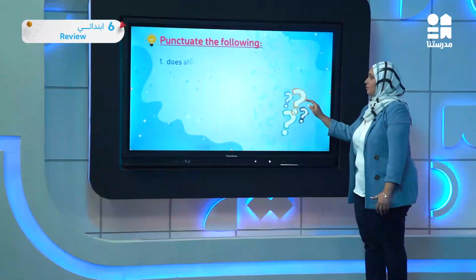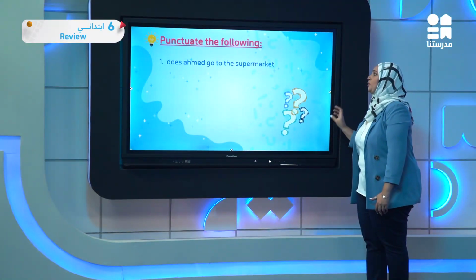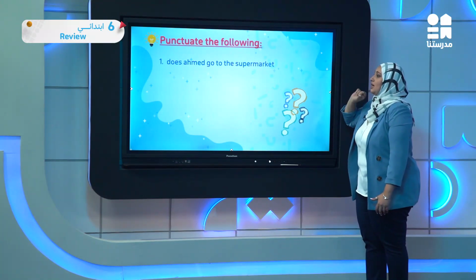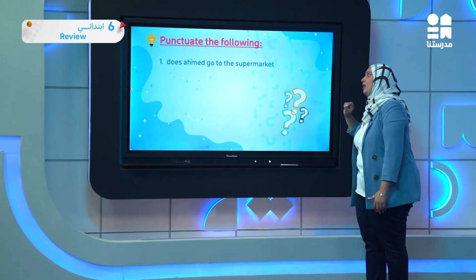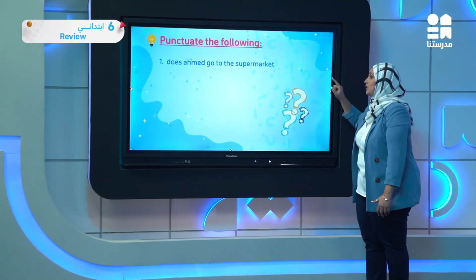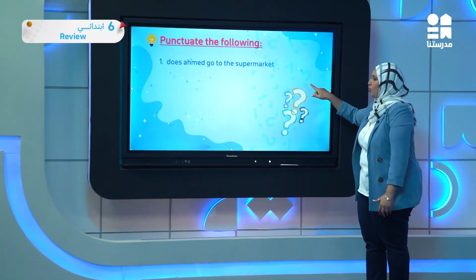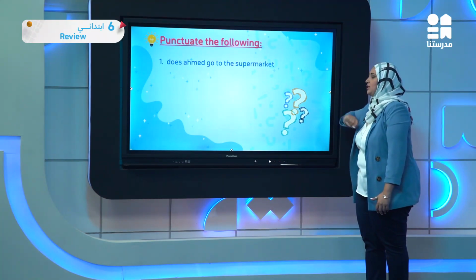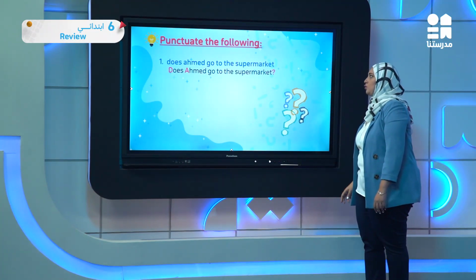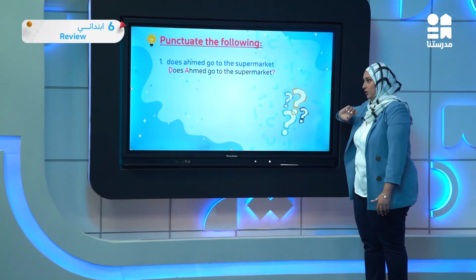So let's have a look at the exercise. Here it says punctuate the following. Does Ahmed go to the supermarket? هنعمل ايه? We have to read step by step كلمة كلمة. Right. First thing, does. I have to start with a capital letter. طب أحمد it's a name again capital letter. Go to the supermarket فيها حاجة؟ No. And then at the end if this is a question mark is that a question? Of course anything that starts with does or do it's a question. طيب let's see how we can do that. So does Ahmed go to the supermarket? And then at the end we put a question mark.